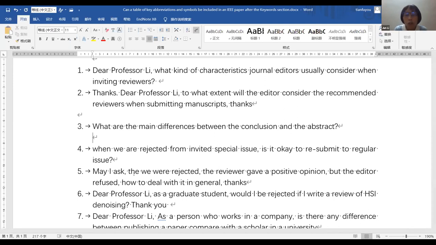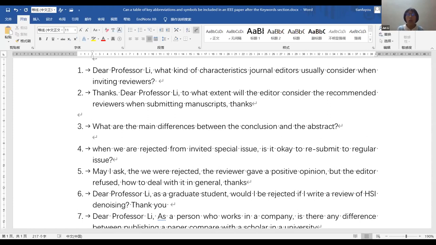As I just mentioned, the abstract is a concise version of the manuscript, but the conclusion is mainly about what you can conclude from the manuscript. Okay, they are different, because the conclusion is more about what you can obtain from this work, from this research, what the conclusion is, what the limitation is, and what the future research line will be.